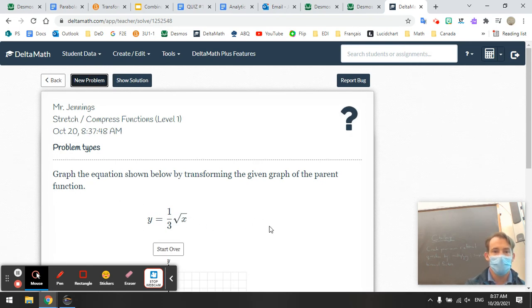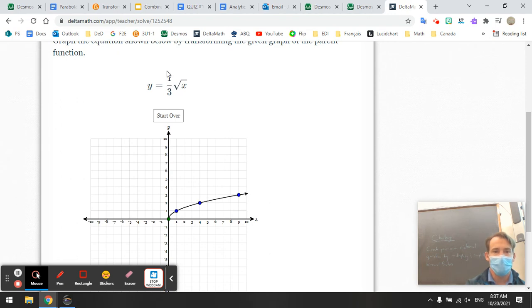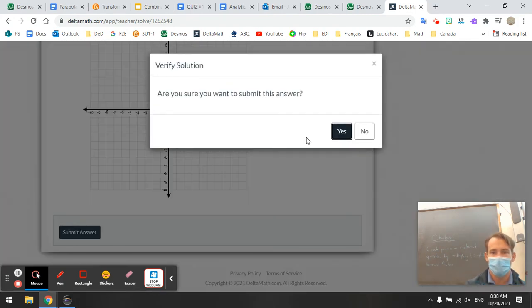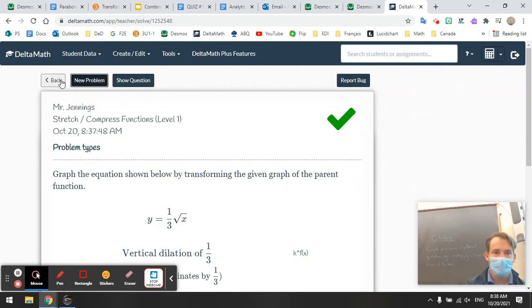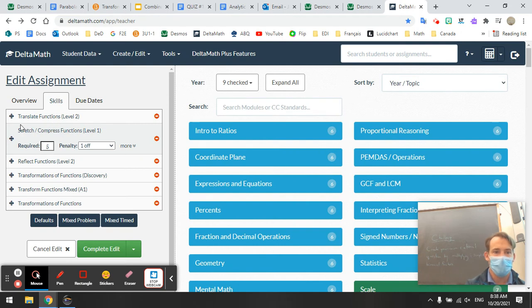Here, we're going to be squeezing the square root function by a factor of 3. That's a transformation of the output, so it's going to pull all these down by a factor of 3. That's going to go there. Submit answer. Done. Yes. Correct. Yay. So that's stretching and compressing functions.